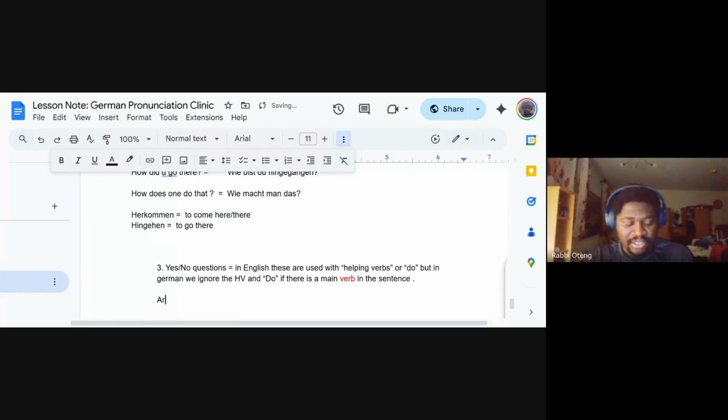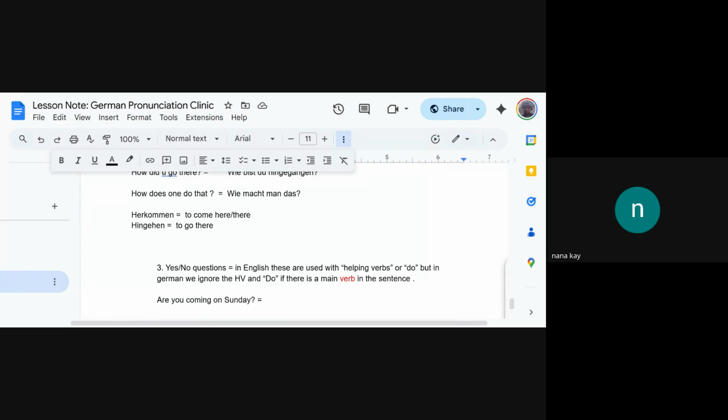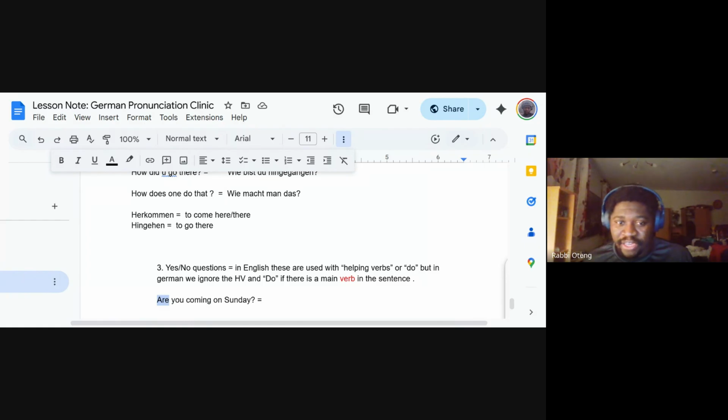Are you coming on Sunday? So normally it's a yes or no question. How do you form this? The rule states that we do away with the helping verb. In this sentence we have a helping verb, and we have coming as the main verb. So in German, we just stick to the main verb, coming.